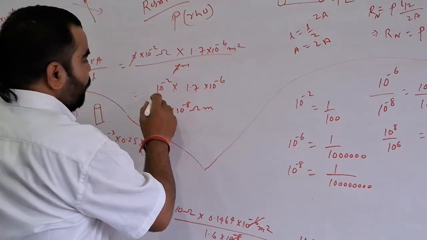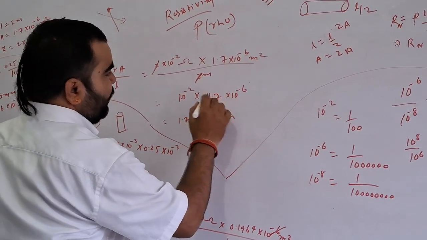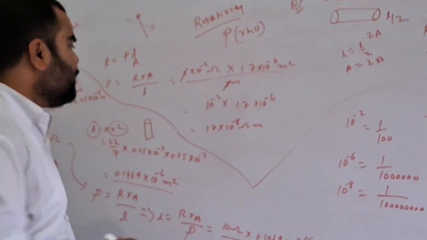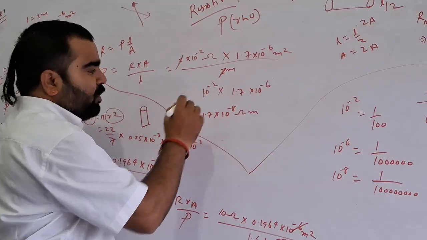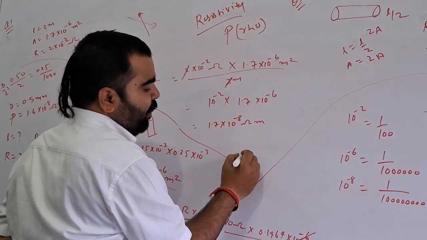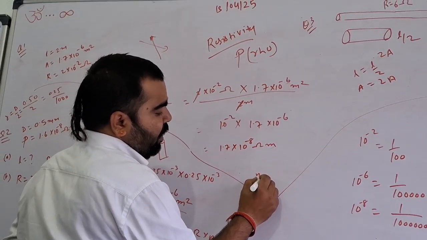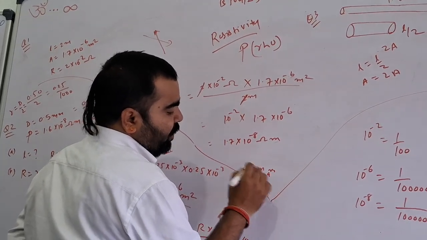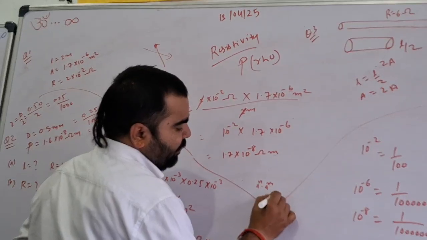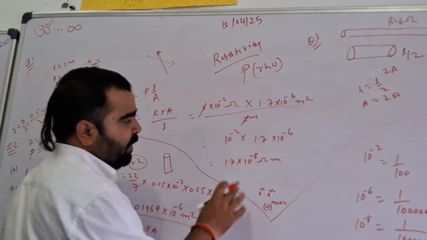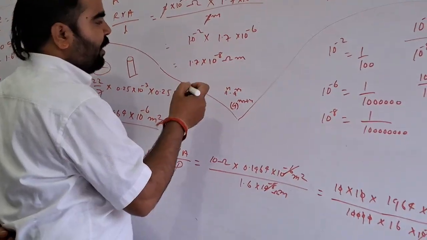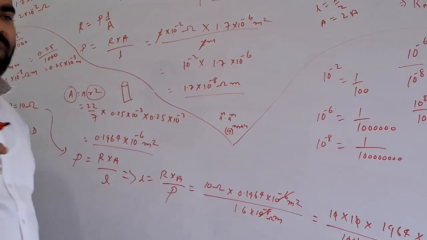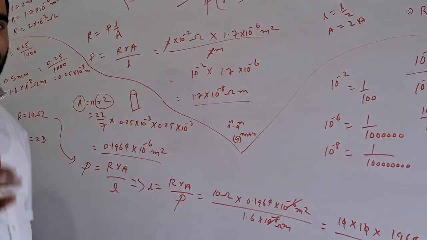So we just add up the powers. Many students in your class might have confusion here: how did it become 10 to the power minus 8? You might know the formula a to the power m into a to the power n. If the base is the same, then it becomes a to the power m plus n, so you add up the powers. So we get 1.7 into 10 to the power minus 8 ohm meter, which is the unit of resistivity. First question done.